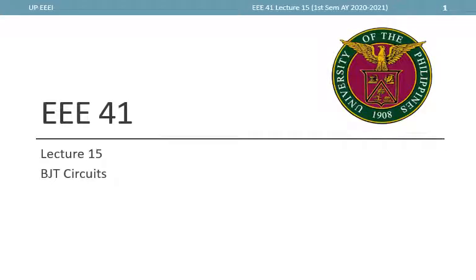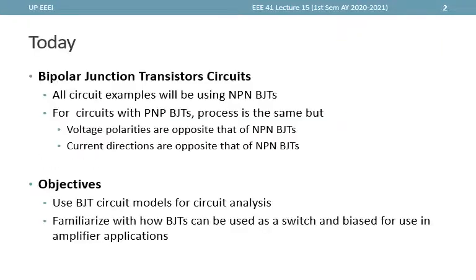Hello, welcome back. This is EEE 41 Lecture 15, where we'll introduce BJT circuits. For this lecture, we'll cover a few bipolar junction transistor circuits, although we'll focus mostly on NPN-based circuits. For circuits with PNP, the process is essentially the same, but voltage polarities and current directions should be reversed. Some PNP examples will be covered in the problem-solving lecture.